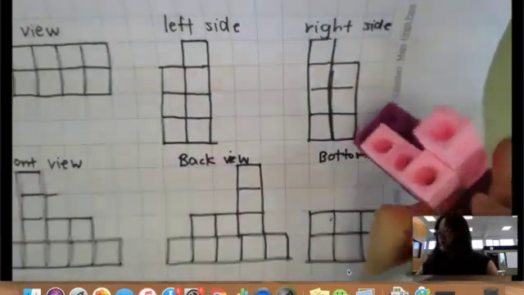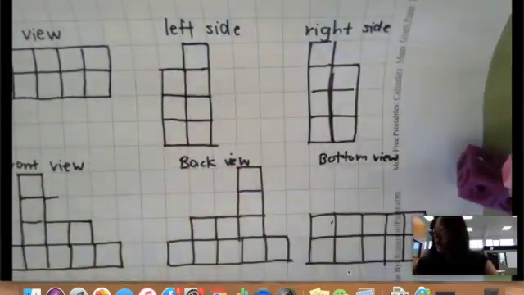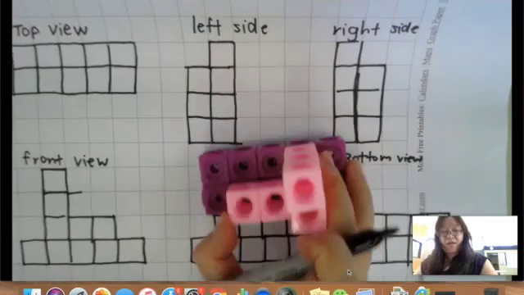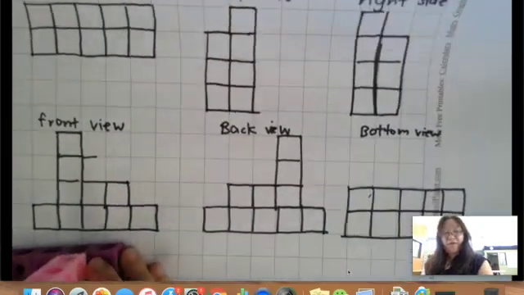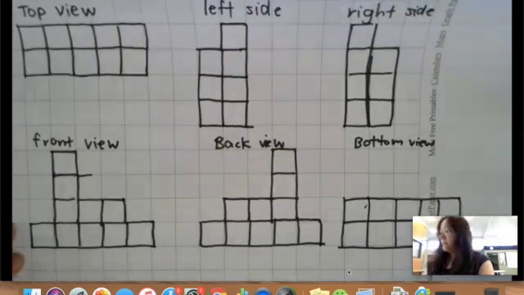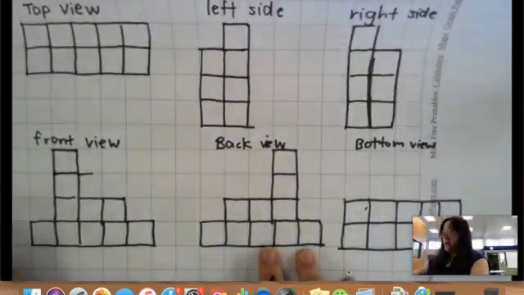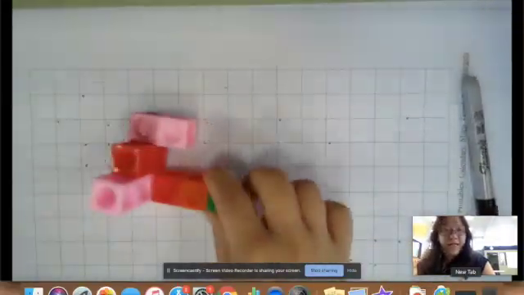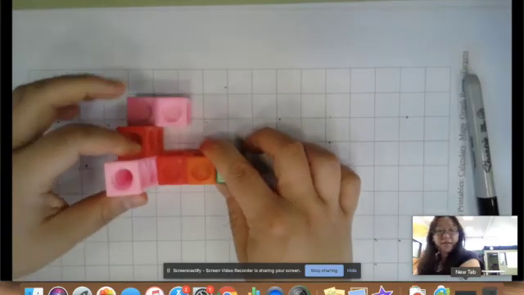So those are all the 6 different views of this shape that I made. Have a look at that and see if you've done the same. Shall we have a go at a different one? Okay, now let's have a look at another one.